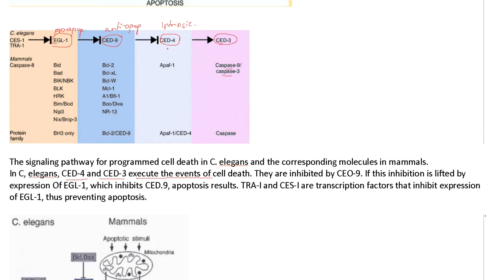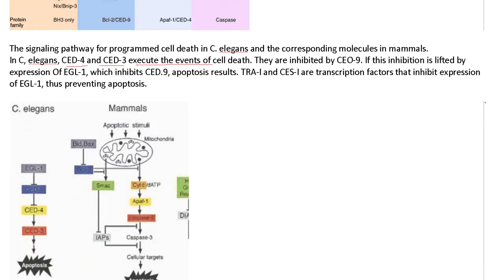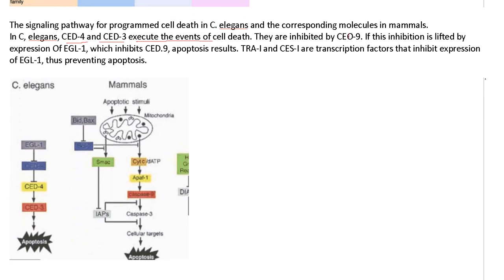CED4 and CED3 execute the process. CED9 is the inhibitor, so they are inhibited by CED9. CED9 inhibits CED4 and inhibits CED3. And this inhibition is lifted by expression of EGL1. What is EGL1? EGL1 is pro-apoptotic. It inhibits CED9.